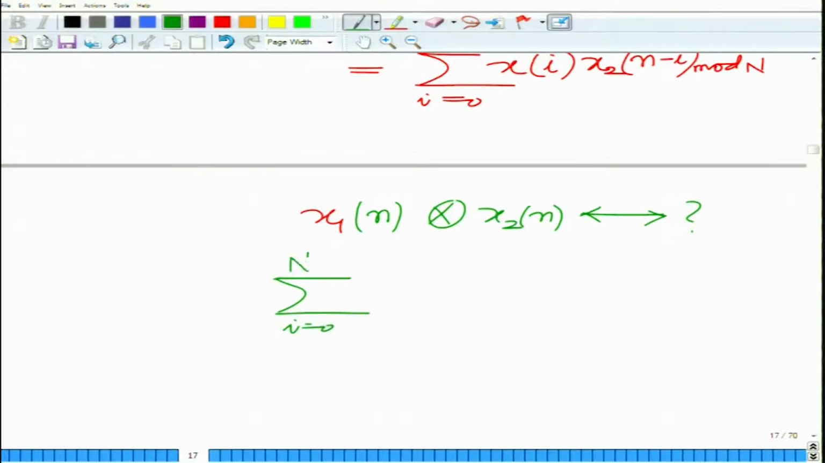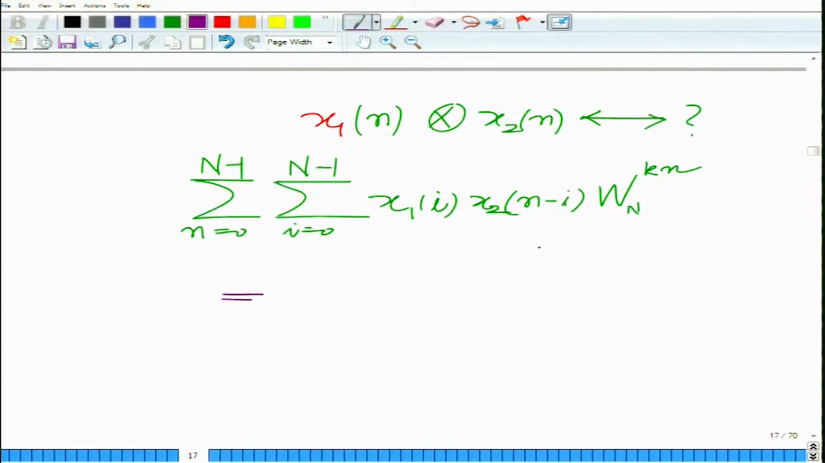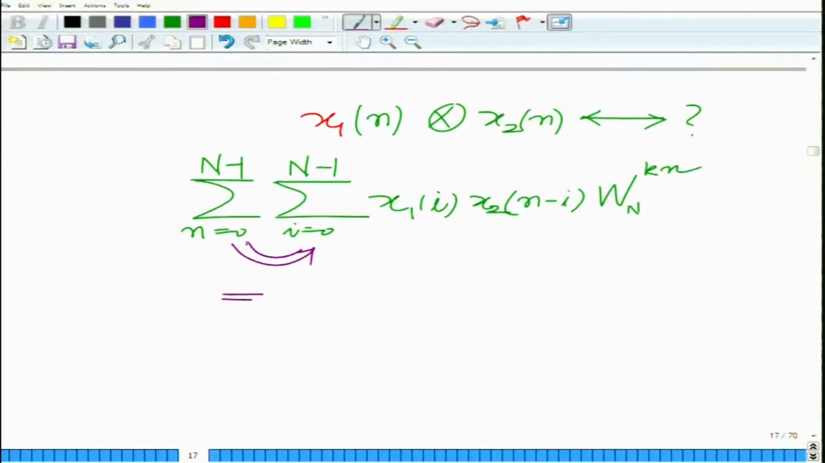You have summation i equal to 0 to N minus 1, remember this is x1(i), x2((n minus i)) W_N^{kn}, summation n equal to 0 to N minus 1. That is basically the DFT coefficient at k of the circular convolution of x1(n) circularly convolved with x2(n), all right. And now again, as usual, we interchange the order of summation.